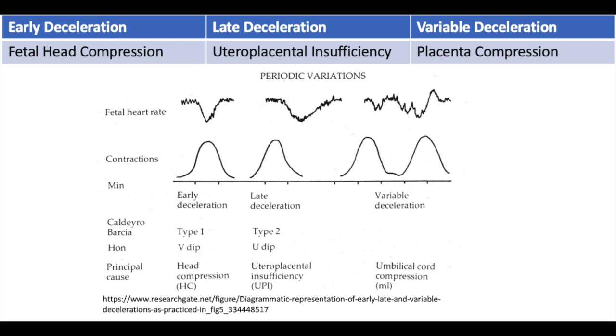If the tip of the fetal heart tracing is just past the contraction tip, then this is considered a late decel, and this indicates uteroplacental insufficiency. So for some reason, the placenta is not getting enough oxygen to give to the baby.